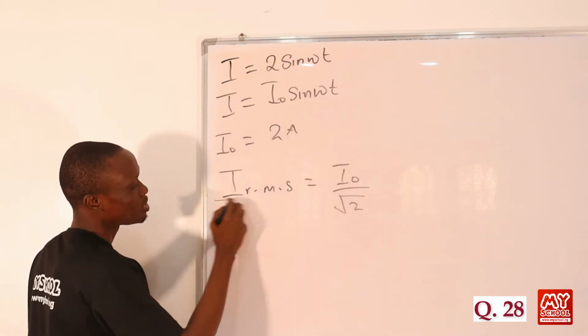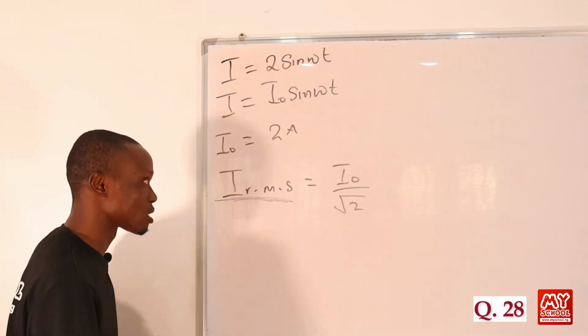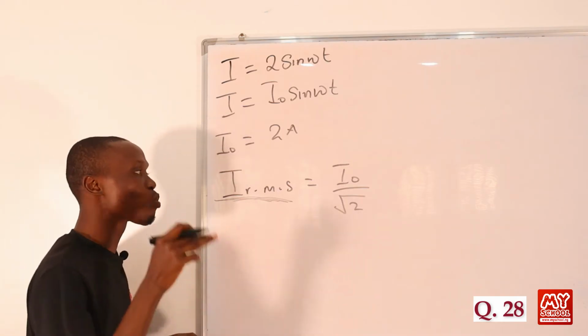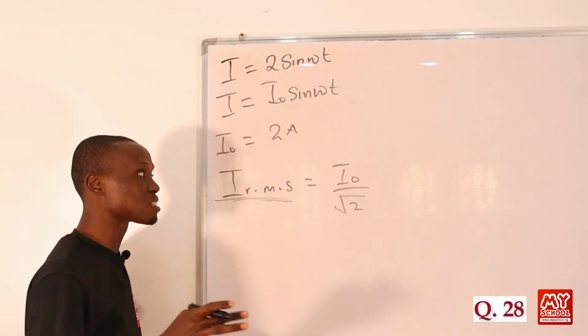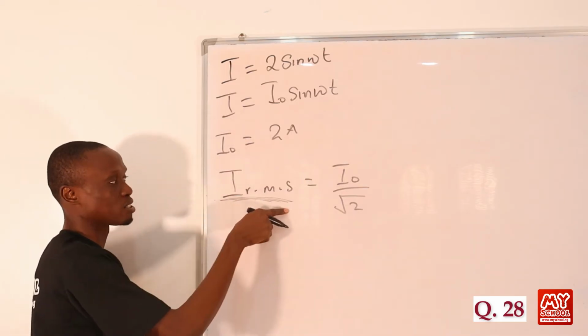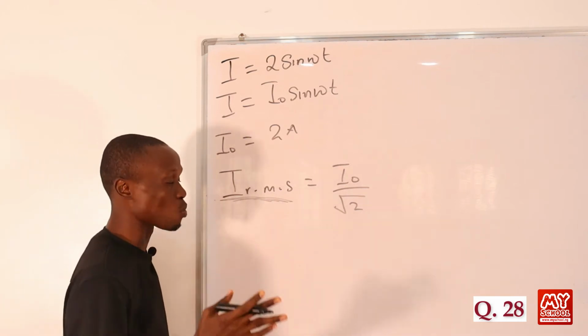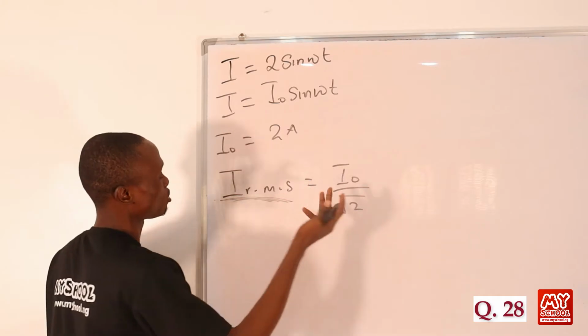But remember that this current here, which is the root mean square current, actually represents the equivalent DC current that delivers the same power to a resistive load. So that is the reason why we are calculating this. So whatever we are going to get here is equal to the DC current that we are asked to calculate for, right? So let's just substitute.